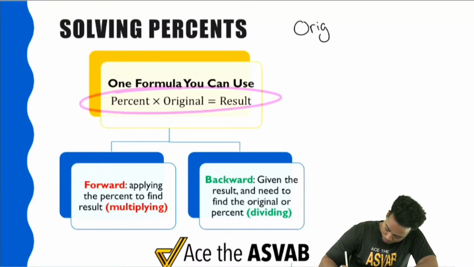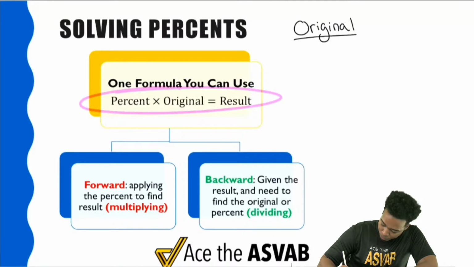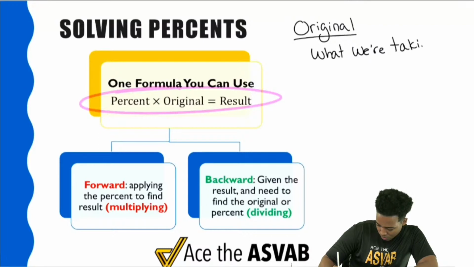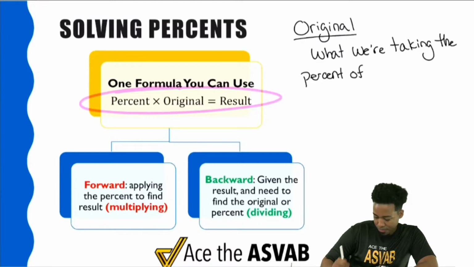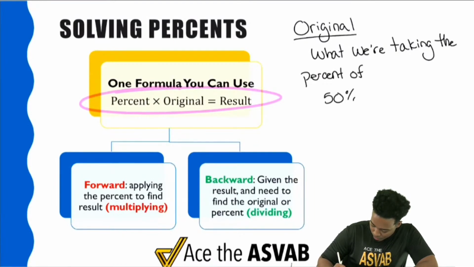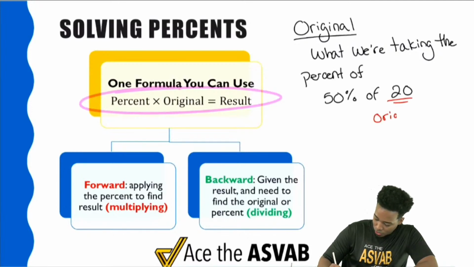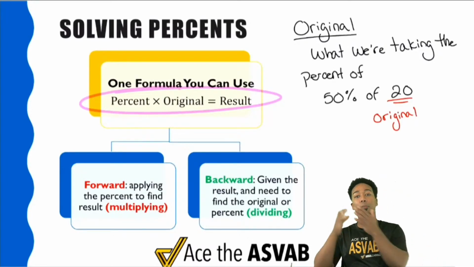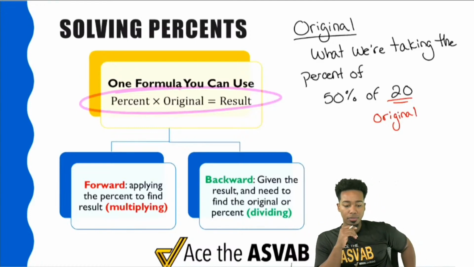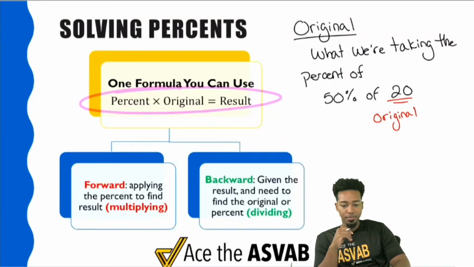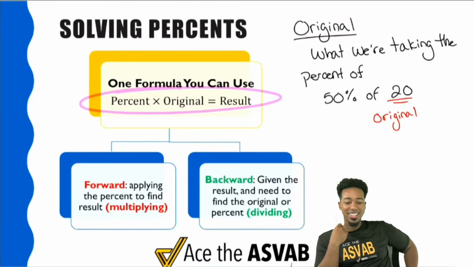So right here, I'm going to write this down for you. The original is what you're taking the percent of. So with that said, we can write, let's say, 50% of 20. That right there, that is your original. Because again, it's what you're applying the percent on. It's what you're taking the percent of. Yes or no? Does that make a little more sense? Excellent. Sounds good.